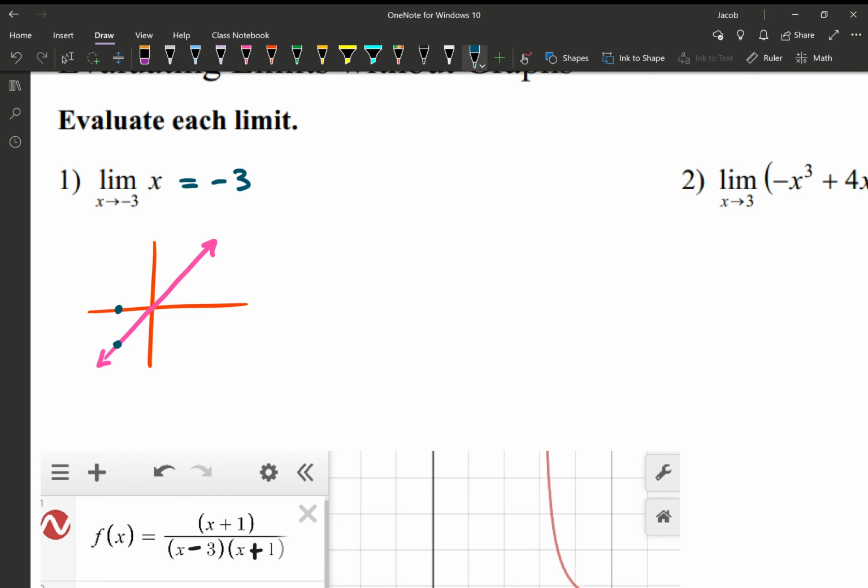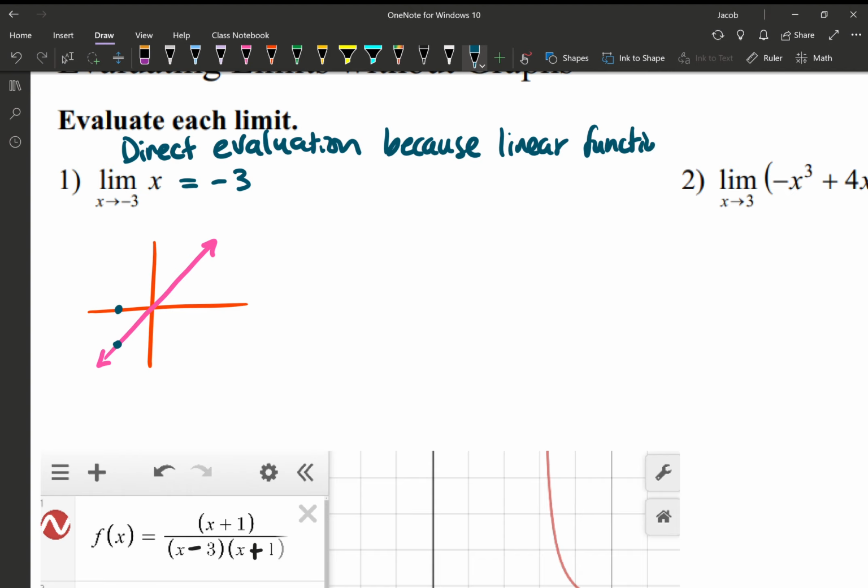So here, this is called direct evaluation. So we can directly evaluate this limit because it's a line, because a linear function has no discontinuities. We get into trouble when we have a discontinuity to look at.